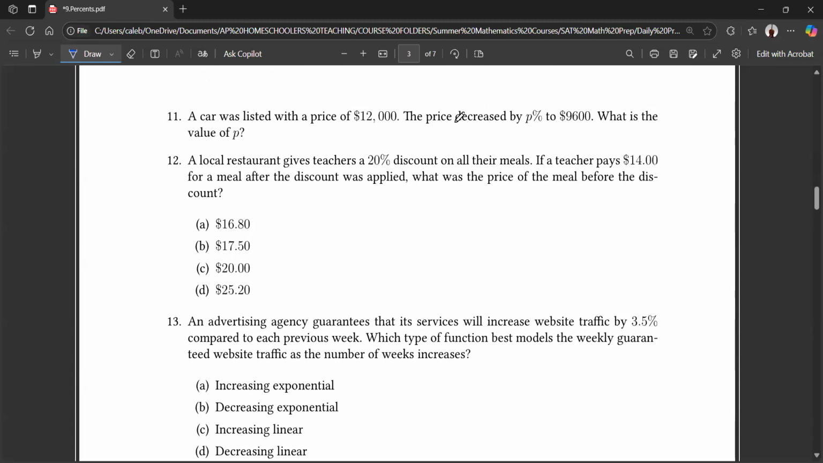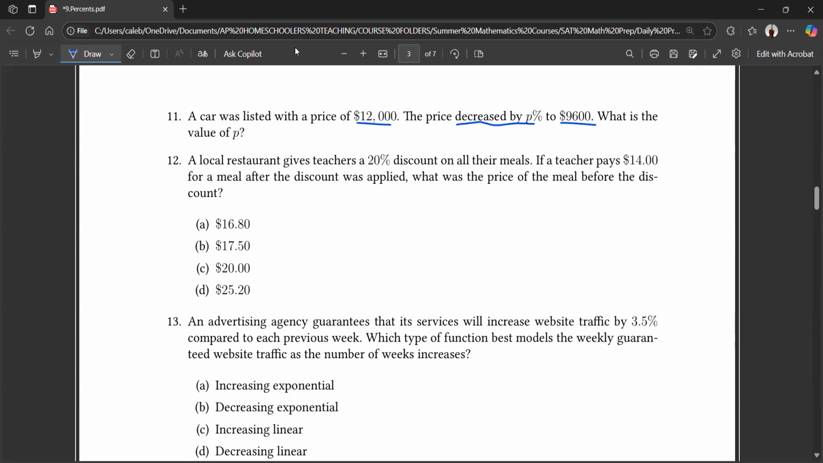Oh, I really like 11 because this gives us a way to practice this decreased by p%. Okay, so a car was listed with a price of this much. Okay, fantastic. So they're telling us what we're starting with, and then it decreased by a certain percent. And once it decreases, we're told the end result should be 9,600. So I'm starting with $12,000 and I'm decreasing it.